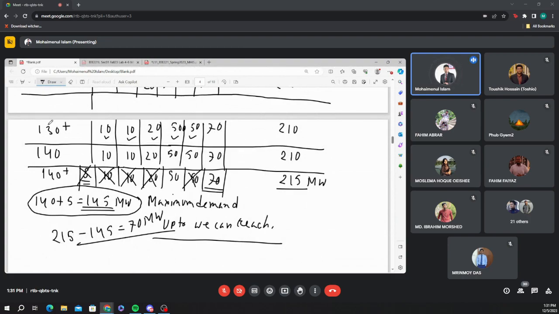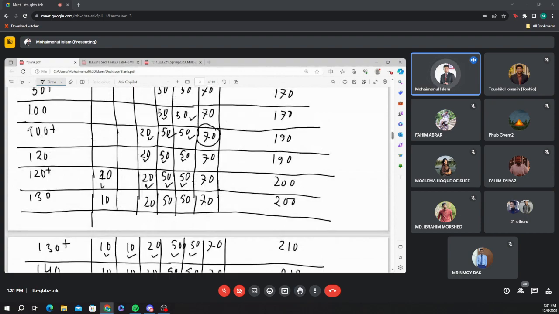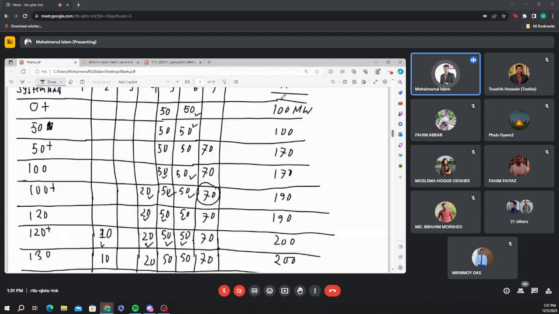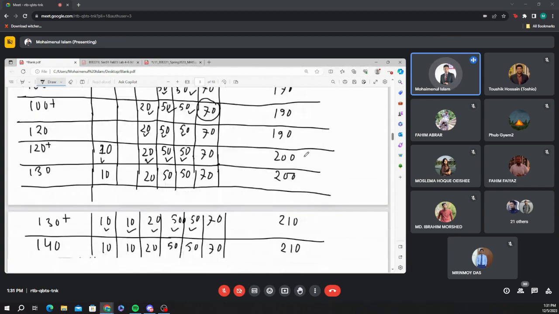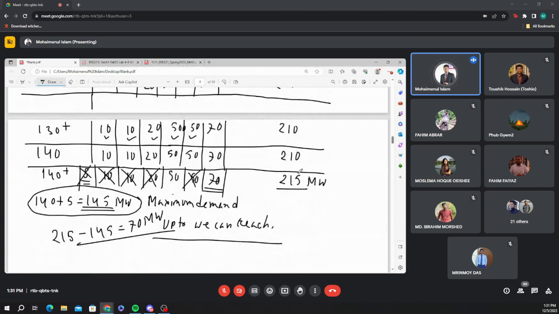That's how we sum up the left side values and the right side values, considering how many plants are turned on, the total or maximum load we can supply. But we are not supplying 215 megawatt, rather we are supplying 145 megawatt. So that is called our capacity scheduling. It's very important math. It will be on the exam. Maybe the values will be different. You need to schedule based on your knowledge.